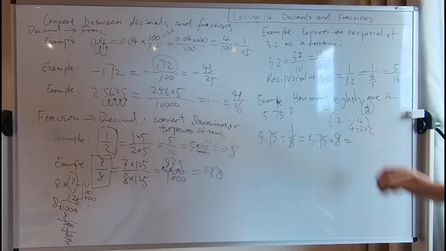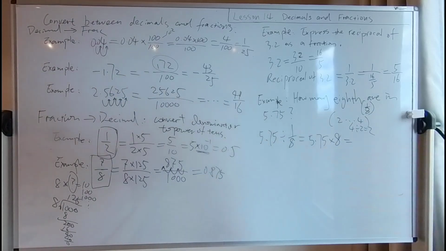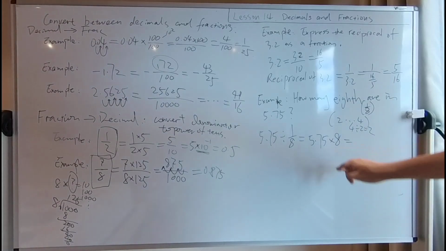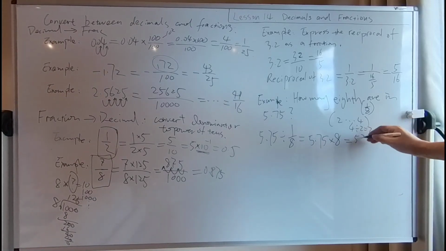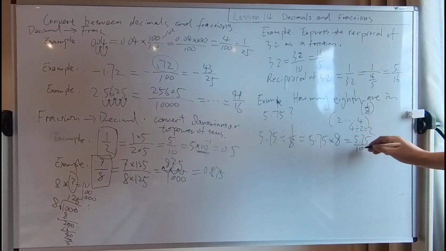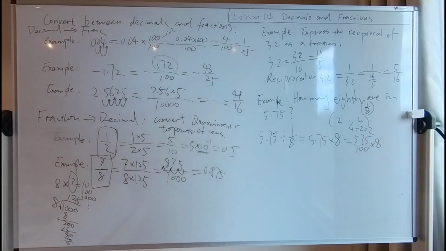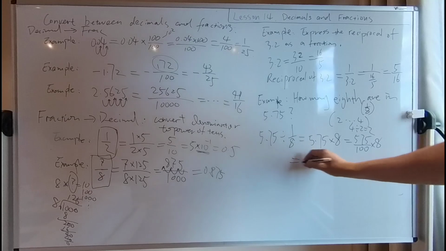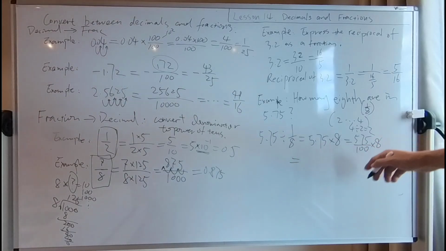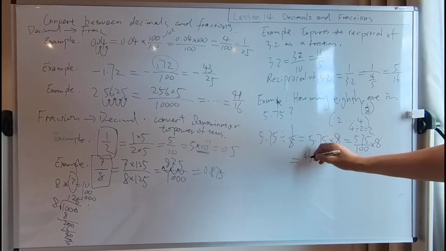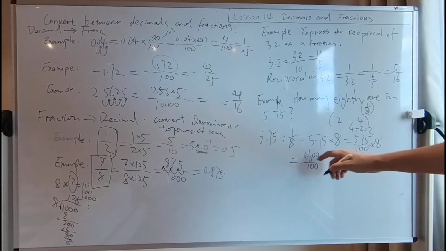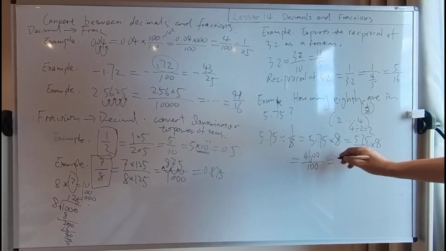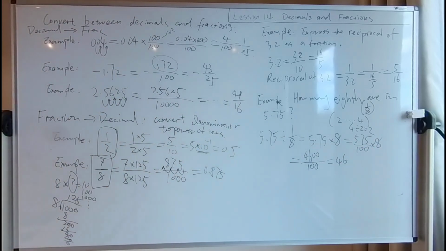And then you can either just do the calculation right away, it's also doable, or from what we learned, we can convert the decimal into an integer first, and then do the multiplication. In this case, 575 times 8 is 4600. It just happened to be a multiple of hundreds, so 4600 divided by 100 is just 46.